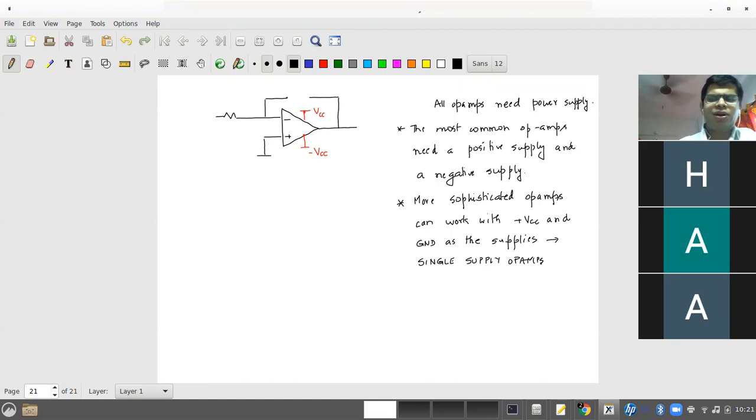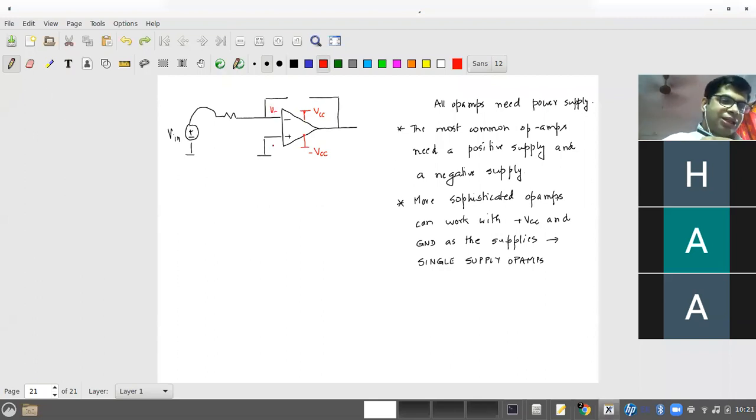Usually they are more expensive. They're more involved internally regarding how they achieve operation. But basically the idea is that any op amp needs a power supply. Okay. So now you tell me, if I do not have any feedback, I've connected some input. What do you expect?